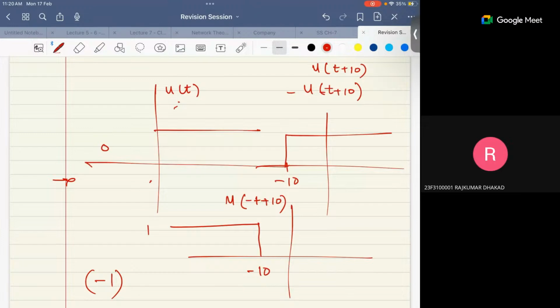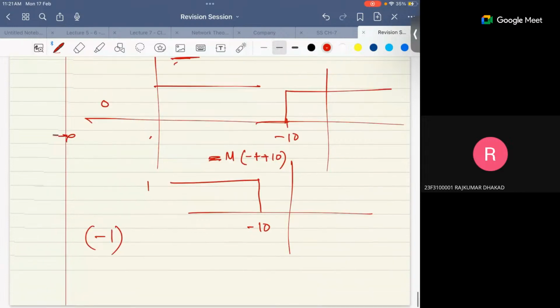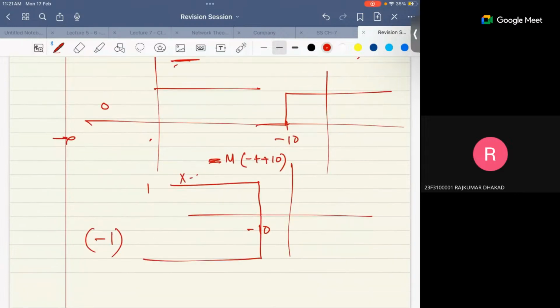Yes, sir. So if you do this ut minus u of minus t plus 10, you will have some value from minus infinite till minus 10 also defined, and from 0 to infinite also defined. Okay, if you calculate the energy, what will be the value? See, if you plot the minus also, it will multiply with minus 1, so it will go something like that.